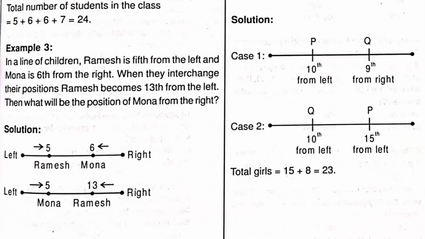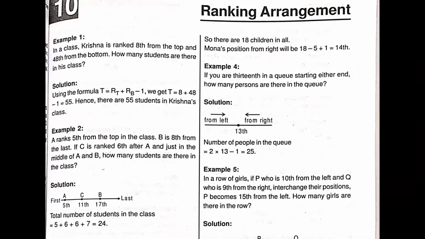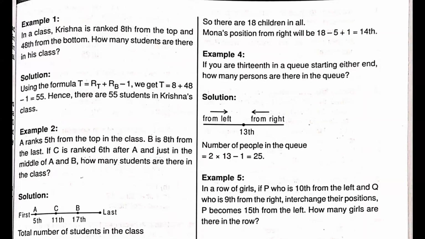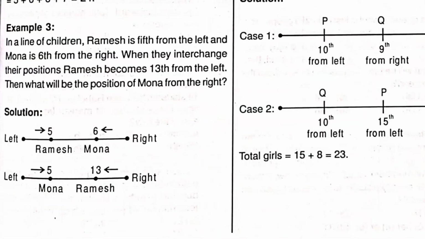Let's see the question. The question is, in a line of children, Ramesh is 5th from the left and Mona is 6th from the right. Now, it is not necessary that we'll only discuss the positions of P in this ranking arrangement. Like in the first and second question, we saw rankings like from the top and bottom, right? It is not necessary that they'll always be placed like this. We can also talk about their positions, like sitting arrangement type, like how they are sitting and all. For example, let's see the third one.